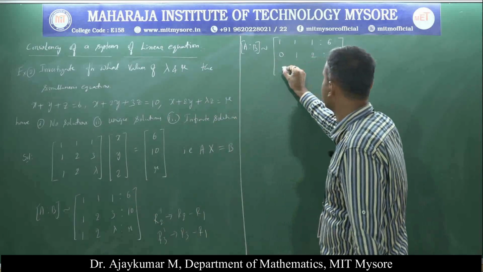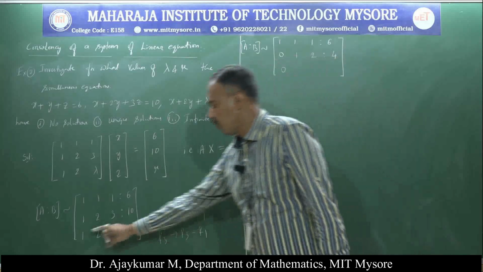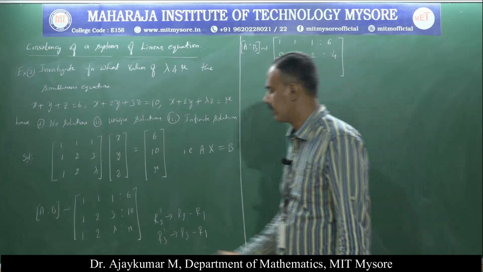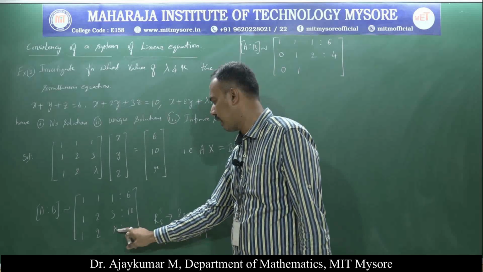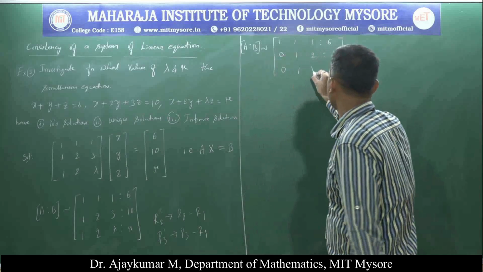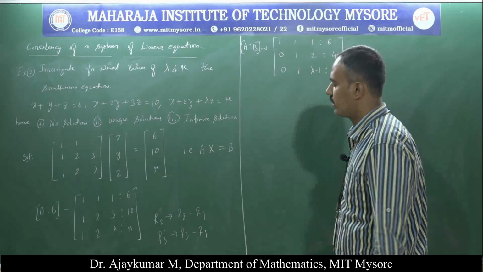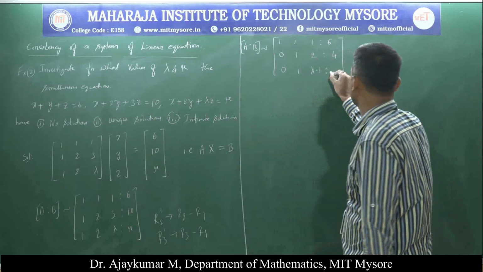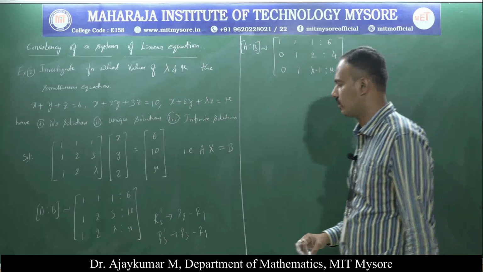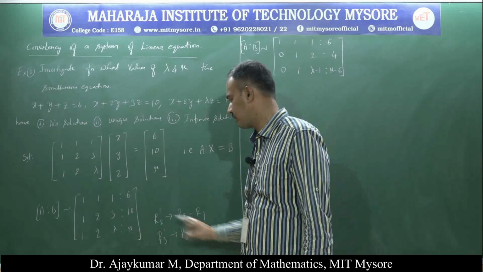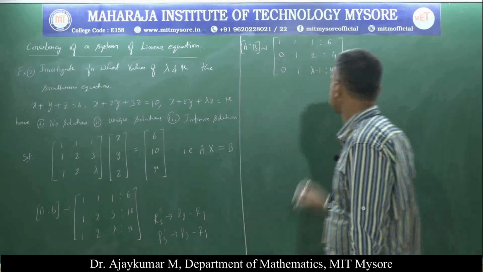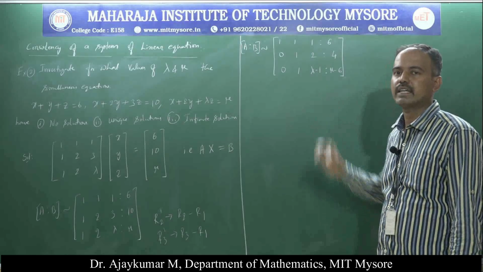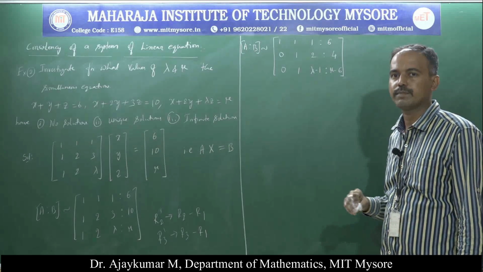So 1 minus 1 is 0, then 2 minus 1 is 1, then for R3 minus R1 we get lambda minus 1, and mu minus 6, because the row 3 element mu minus the row 1 element 6. Up to here, we still can't conclude the rank of the augmented matrix and the rank of the coefficient matrix.